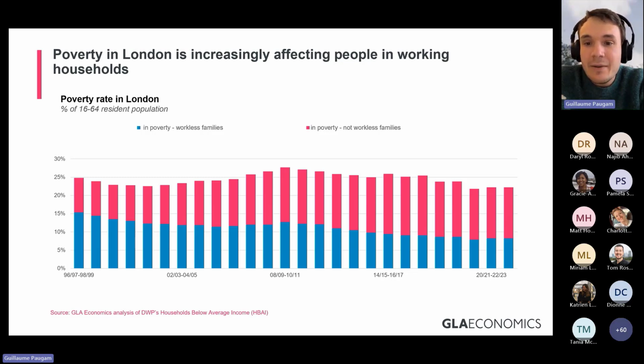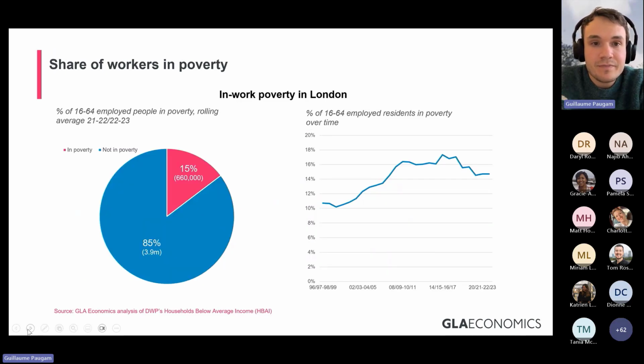And today, most people who live in poverty in London live in a family in which at least there is one person in employment. I think it's important to understand that because that's a big change in circumstances for any poverty strategies that we would want to devise today. Poverty has very much shifted from being associated to household worklessness to being associated to households where there is employment.